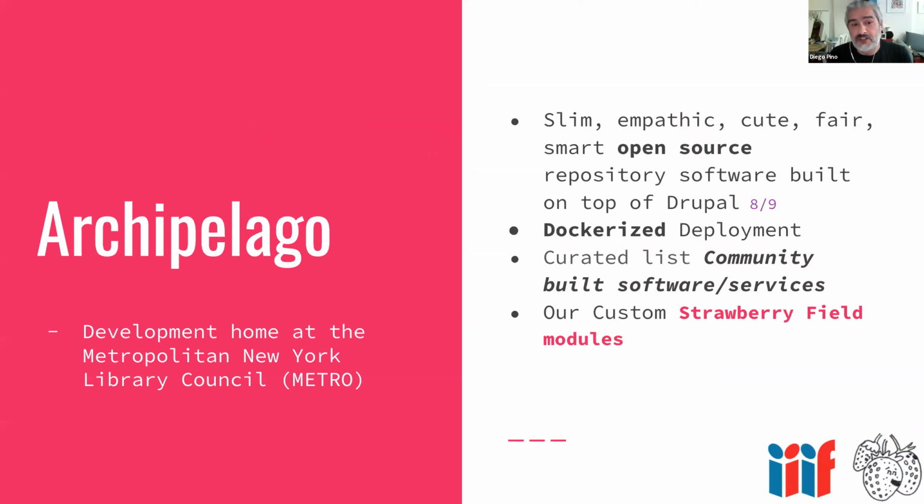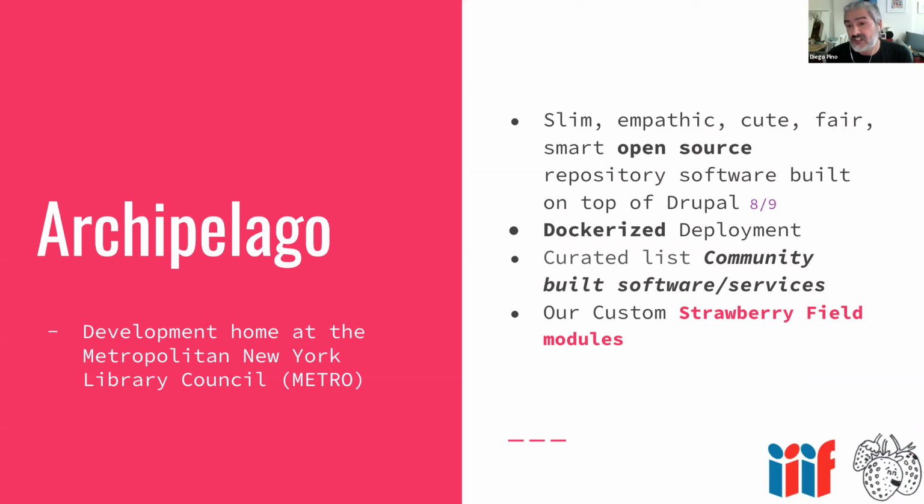So what is Archipelago? You've probably heard of Archipelago, or you've never heard of it. Archipelago is basically a slim, empathic, cute, smart, open source repository software that we have been building for the last 2 years on top of Drupal 8, 9, and hopefully 10 in the future. It's also a Dockerized deployment strategy, so you can deploy your own Archipelago very quickly. It takes 10 minutes, or you can also deploy it live.